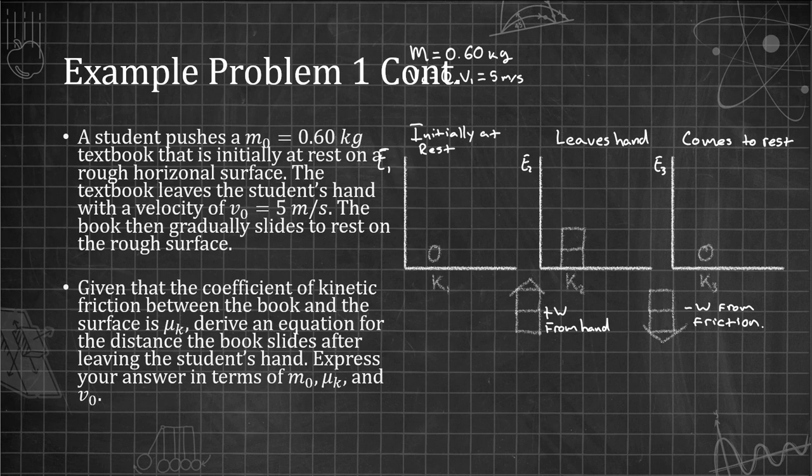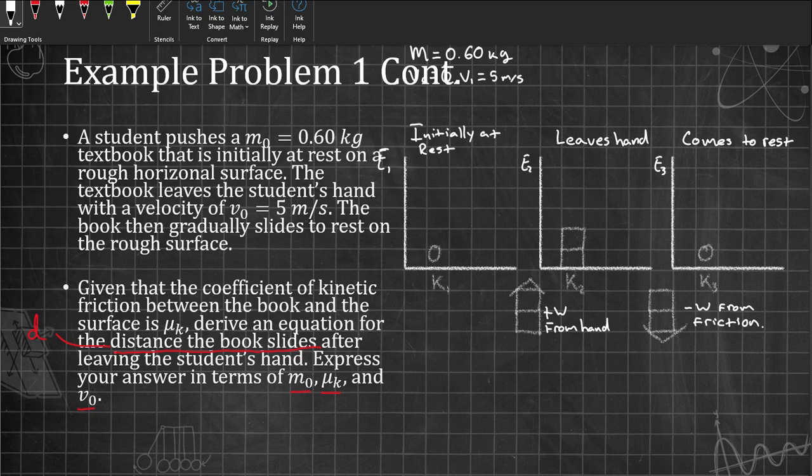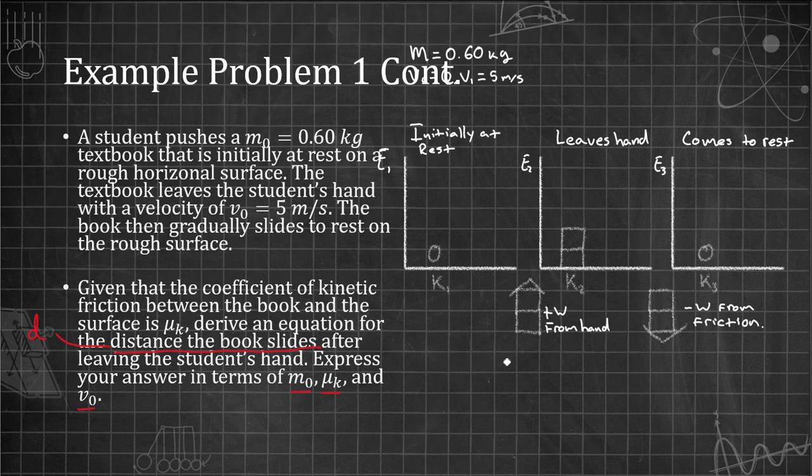Now that we have this new equation, work is equal to force times distance times cosine theta, we can pair that up with our previously used equation of work is equal to change in energy, and using these two equations in conjunction along with equations like kinetic energy or potential, we can solve for new and interesting things about problems. This problem is now asking us to figure out how far the book slides after leaving the student's hand. So we want to derive an equation for the distance that the book slides, and our answer can be in terms of the mass of the book, the coefficient of friction that the problem just gave us, and the initial velocity of the book.